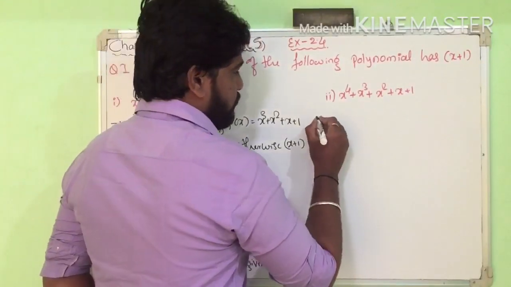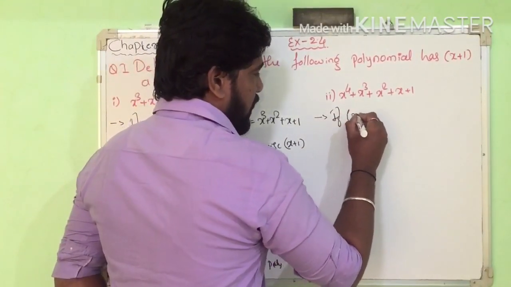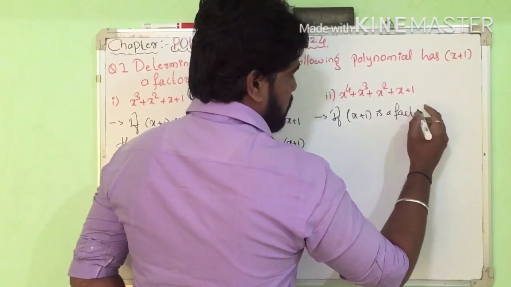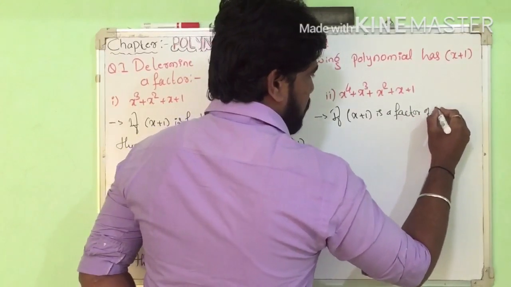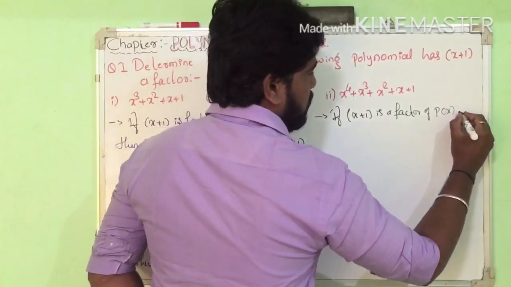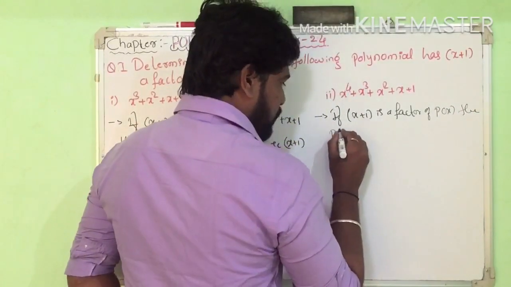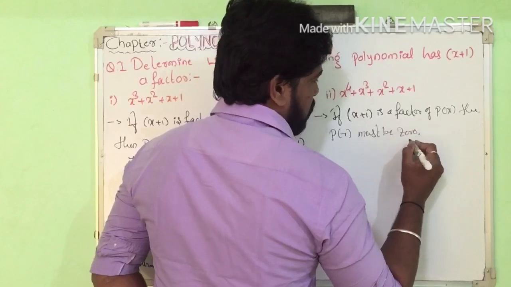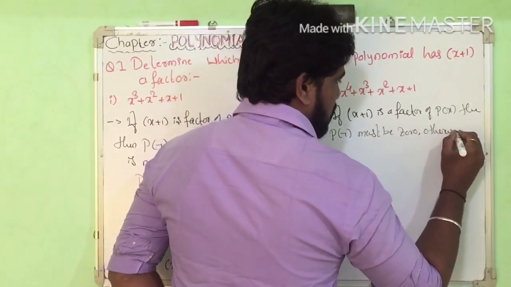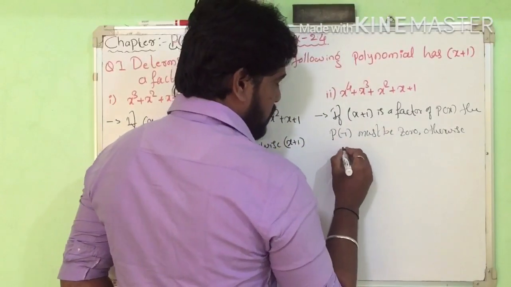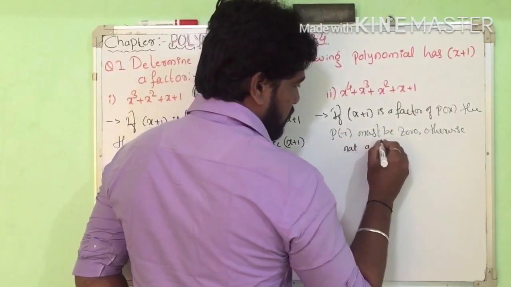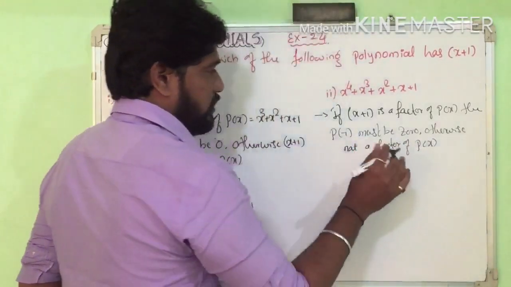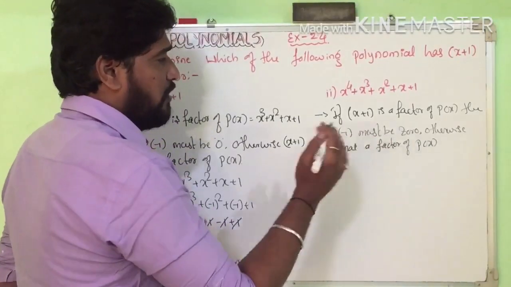So write down first here: if x plus 1 is a factor of p of x, then p of minus 1 must be 0. Otherwise, x plus 1 is not a factor of p of x. If it is 0, it is a factor. If it is not 0, then it is not a factor, right?